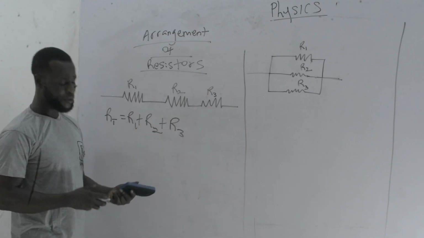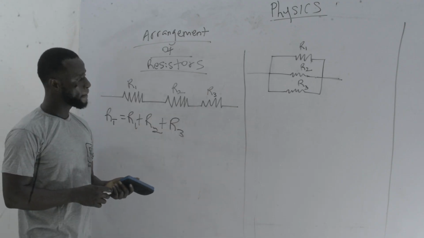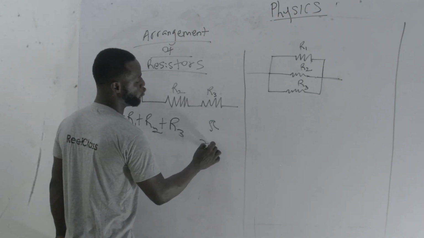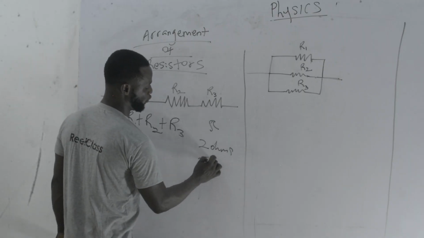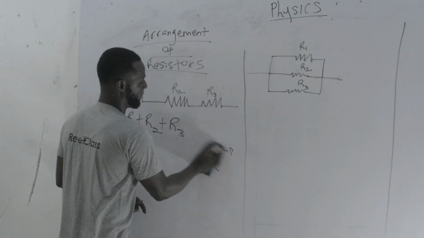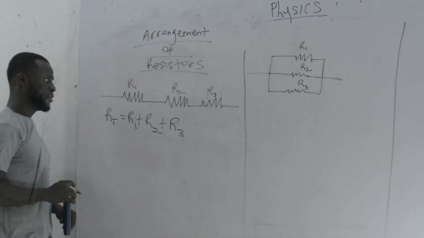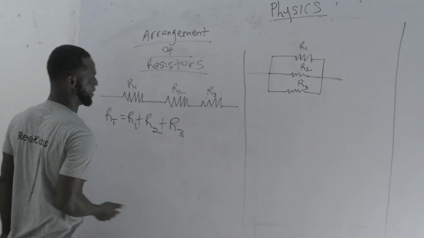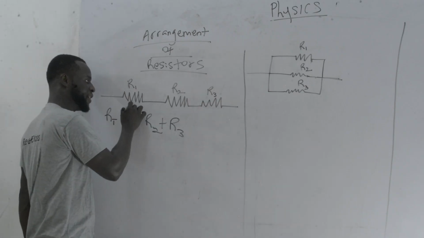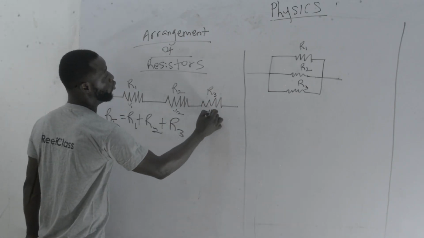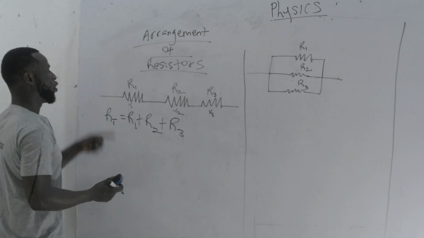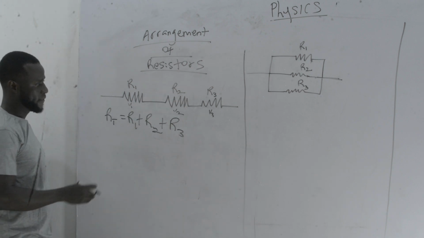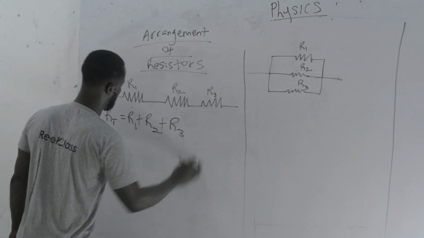The unit of measuring resistance is ohms, and the symbol for ohms is this. So I can write 2 ohms. Now, if resistors are arranged in series, the potential difference across them, of course, will not be the same, but the current flowing through all of them will be the same. All right? So take note of that.